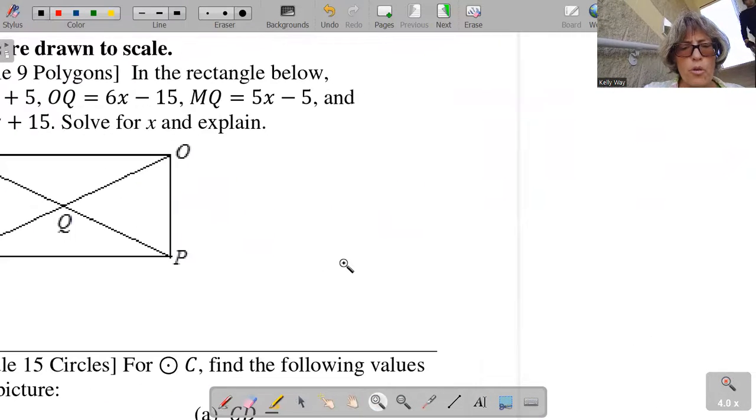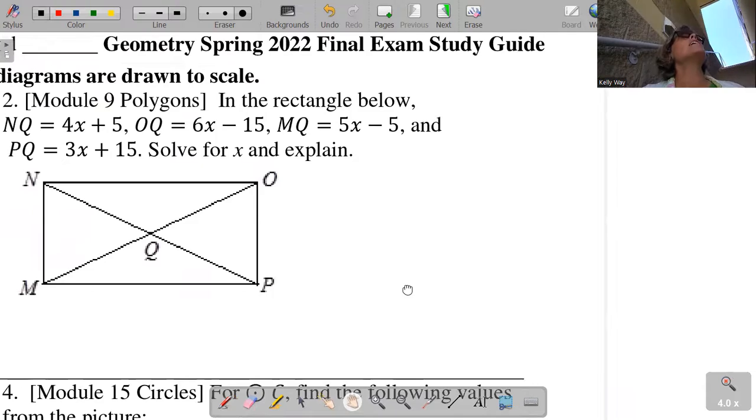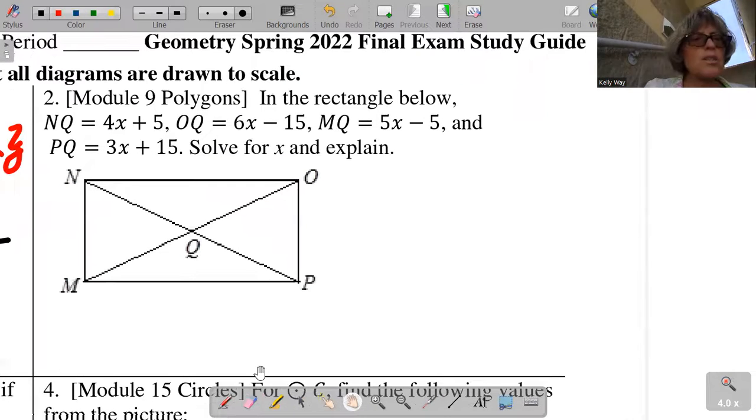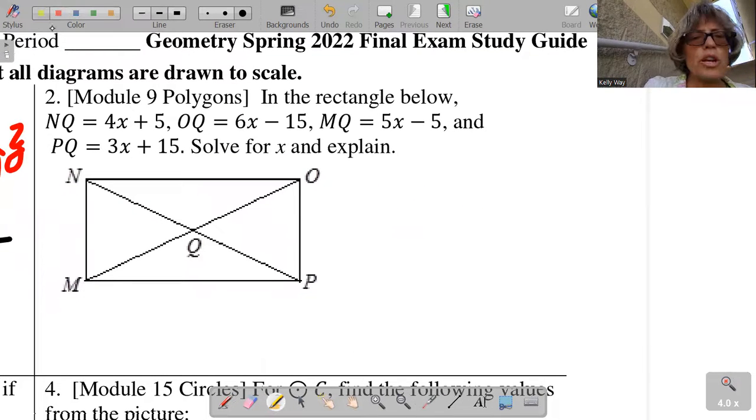Number one, before you go any further, this is a rectangle. You should instantly mark everything you know to be true about a rectangle.